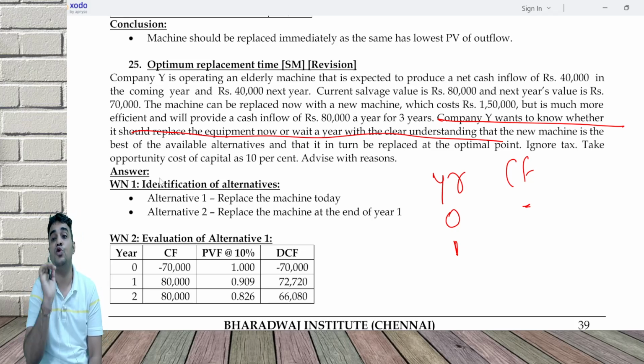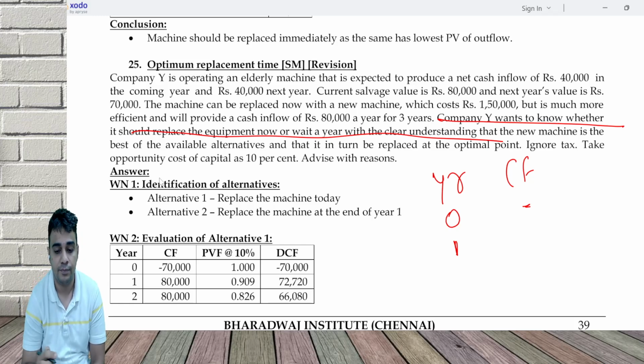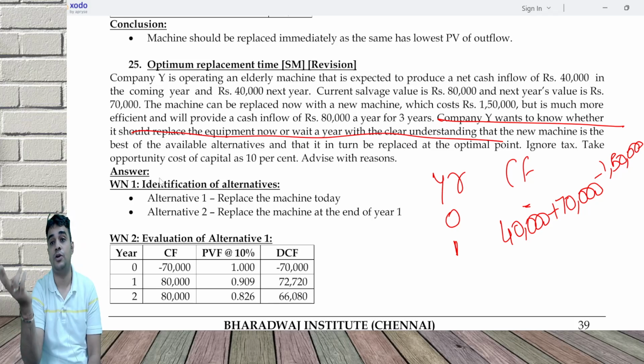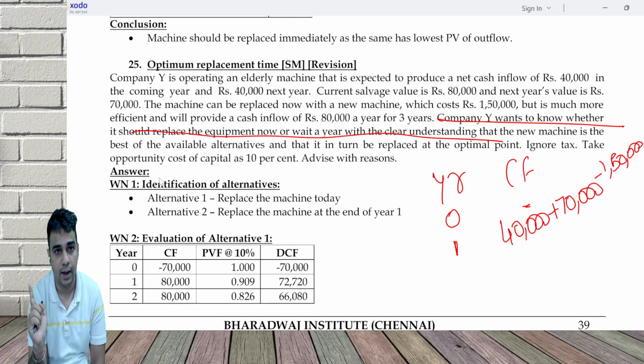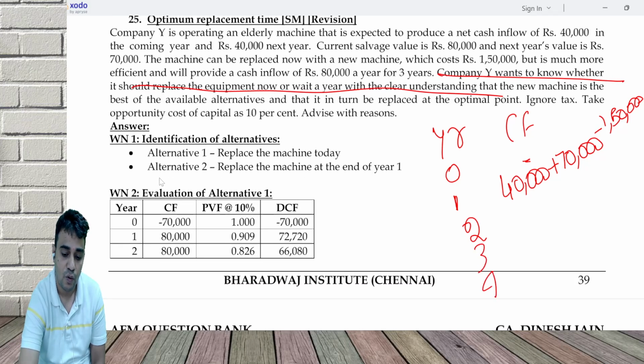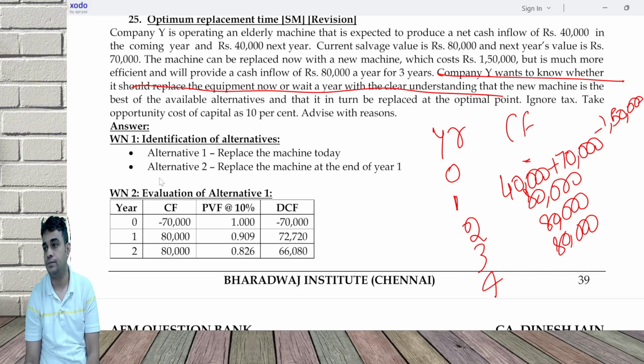Year 1, you use the old machine. How much do you get? 40,000 salvage value. In fact, the old machine has one more option, 2 years life, but they are not telling you to do that. They are saying today or a year later. And then in years 2, 3, 4, you will get 80,000. Any doubts on this?